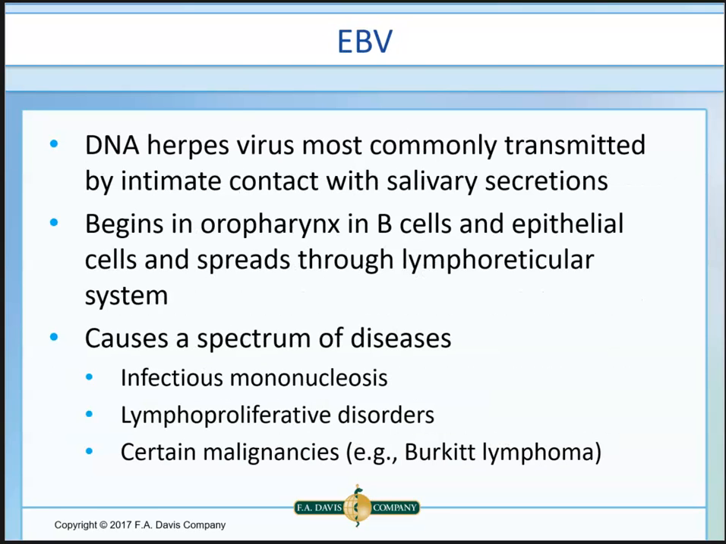Okay, EBV, Epstein-Barr virus. This is a DNA herpes virus. You know, the kissing virus, they call it. Salivary secretions with intimate contact, because it begins in the oropharynx. The B cells and epithelial cells spread it through the lymphatic system. So the usual diseases that come with this are infectious mono, lymphoproliferative disorders, and certain malignancies such as Burkitt's lymphoma, which is a real bad thing to have.